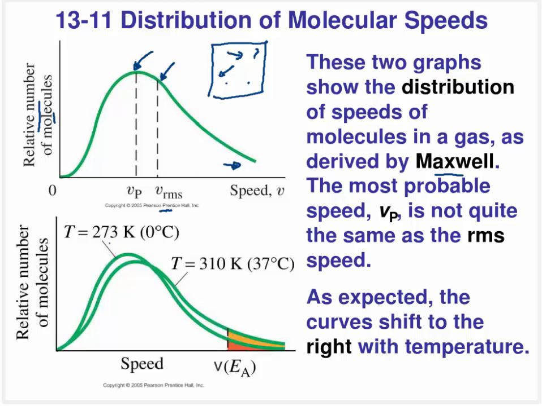If we were to increase the temperature of the gas, say from 0 degrees Celsius to 37 degrees Celsius, what's going to happen is we're going to have some speeding up on the high end here, and that's going to shift the most probable speed up. It's also going to shift the RMS speed up, which is what you'd expect. Higher temperature, higher gas speeds.